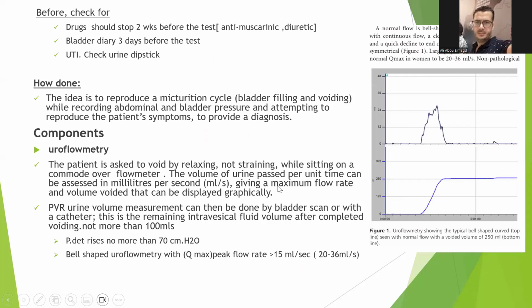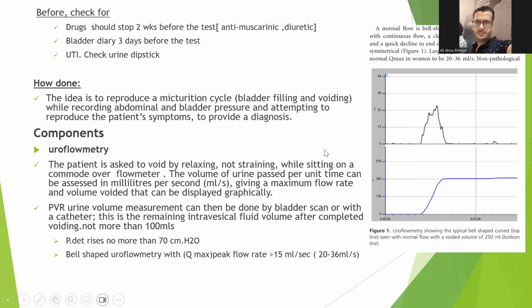So the volume of the urine passed will be calculated on the machine, and the rate of the flow is also calculated by the machine. The normal uroflowmetry is bell shaped, with the maximum flow rate between 20 to 36. This is the amount of the urine voided by the patient today.